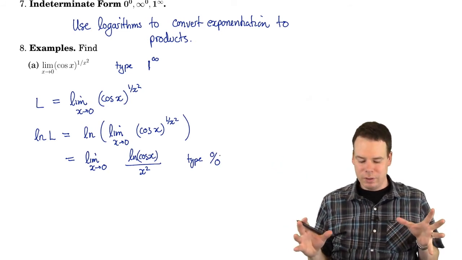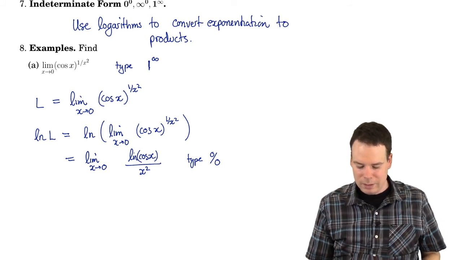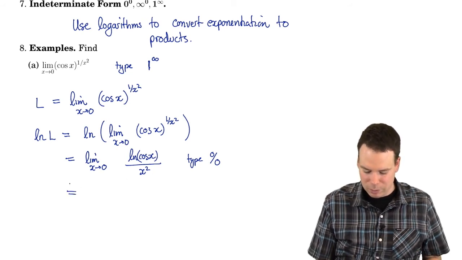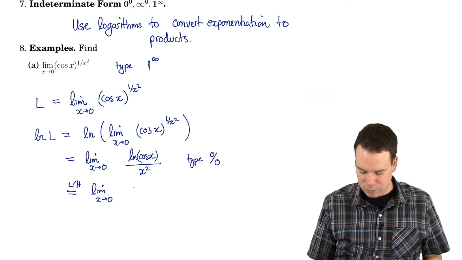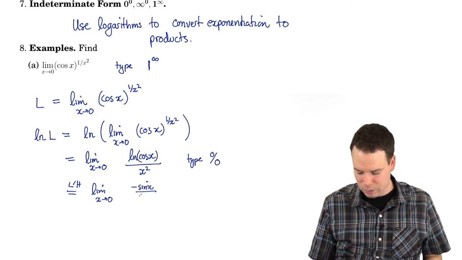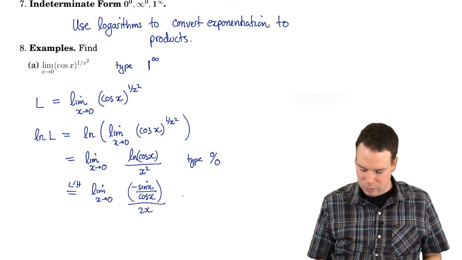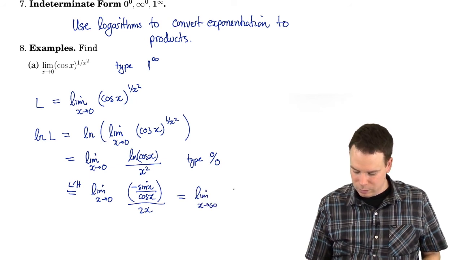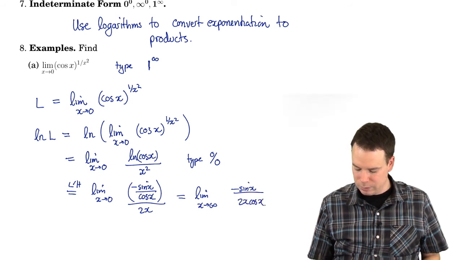So that was the goal here, to try to figure out how I could manipulate this expression, or this limit, to get something that I could apply L'Hopital's rule to. Now I'm at a stage where it's of type 0 over 0, I can apply L'Hopital's rule to it. That's the limit as x goes to 0. The derivative of the top is 1 over cosine times the derivative of the cosine, which is negative sine, so it's negative sine x over cos x. The derivative of the bottom is 2x, so I can now just rewrite this, simplify it a little bit. So that's negative sine x over 2x cos x.